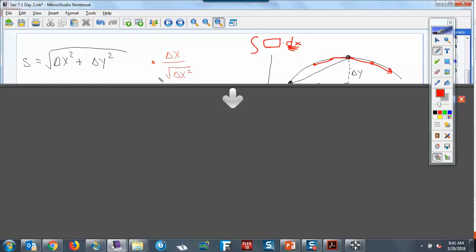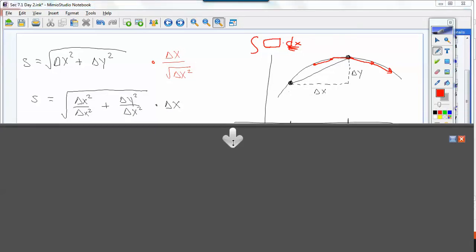Okay, so we need some fancy algebra here. What we're going to do is multiply this by 1. On top, I'm going to multiply by delta x. On the bottom, I'm going to multiply by the square root of delta x squared. Why? Because number one, I have a square root here, and number two, I know I want to end up with a delta x out there by itself. So when I do that, that's going to end up being this.